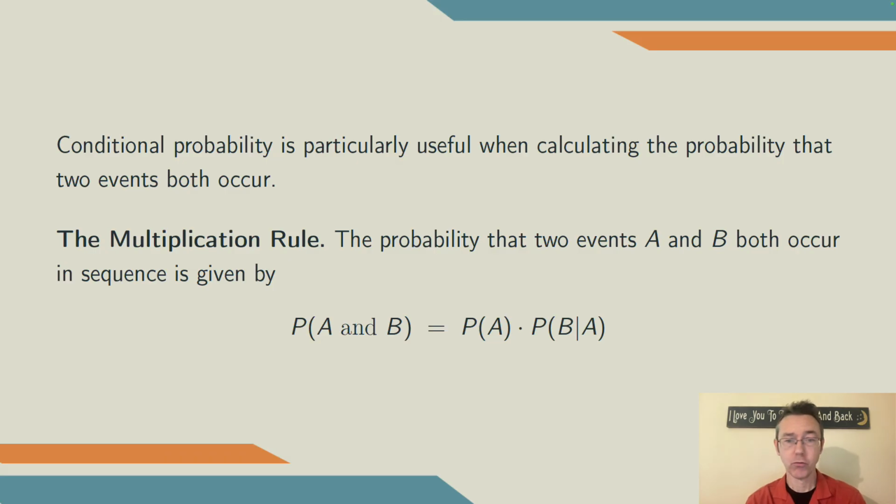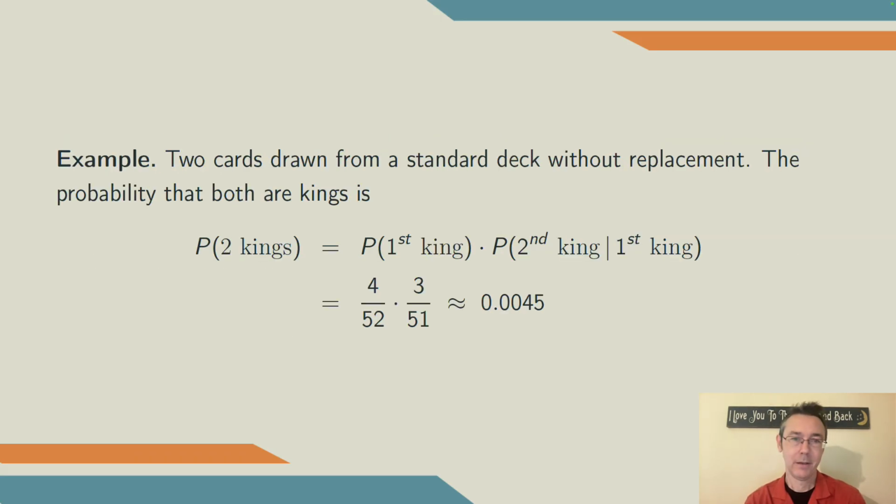Conditional probability is particularly useful when calculating the probability that 2 events both occur. The multiplication rule says that the probability that 2 events, A and B, both occur is given by the probability of A intersect B equals the probability of A times the probability of B given A. Basically, find the probability that the first event occurs, then assume that it happened, and multiply by the probability that the second one occurred. For instance, going back to that deck of cards, let's draw 2 cards again, but now let's find the probability that both draws are kings.